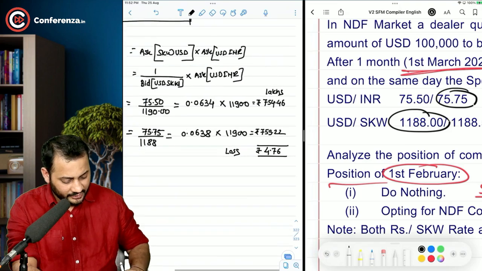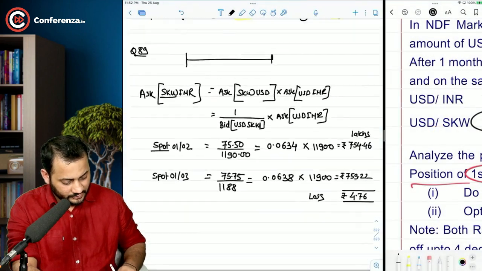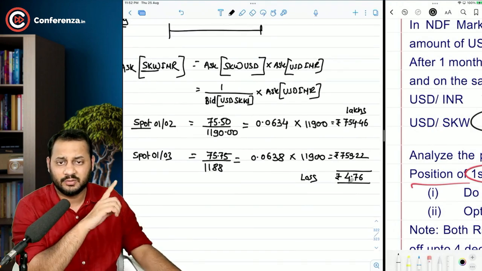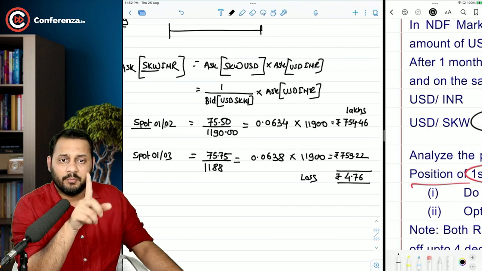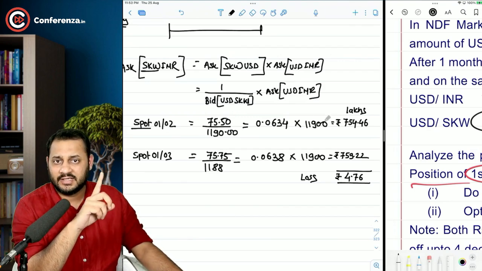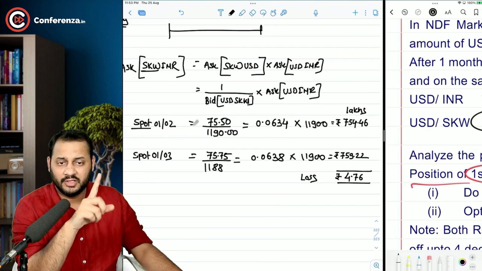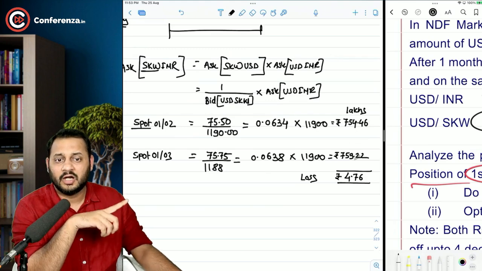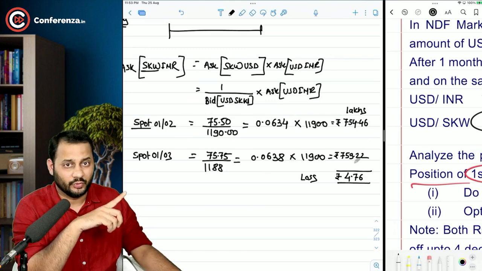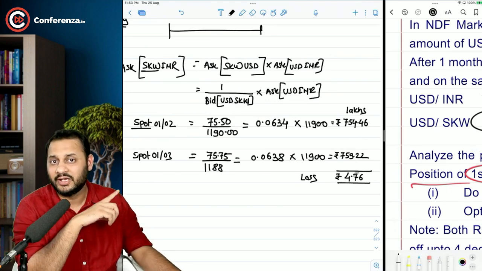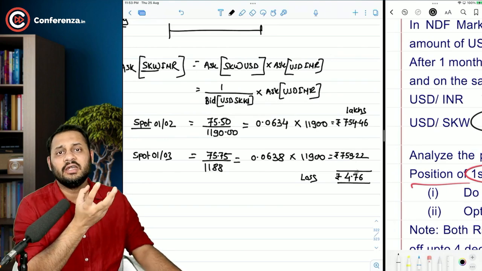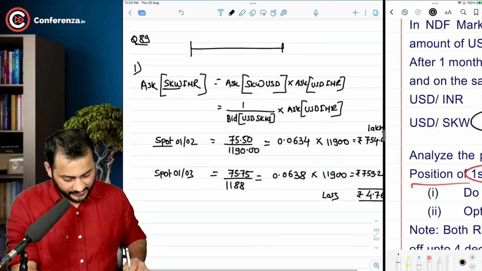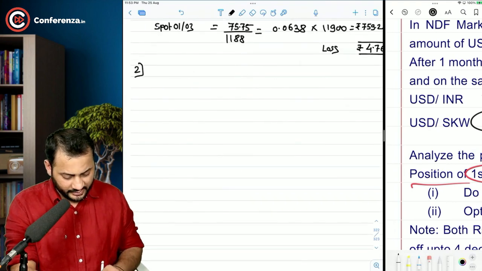So if we do nothing, you can clearly see that we have a loss of 4.76 lakhs. Let me explain. If we buy 11,900 lakhs SKW on 1st of February, it would have cost us 754.46 lakhs rupees. But now it is costing us 759.22 lakhs, and that's a loss if we don't do anything. But if we take the NDF contract, now understand, step by step I will write it. And what will happen under the NDF contract?